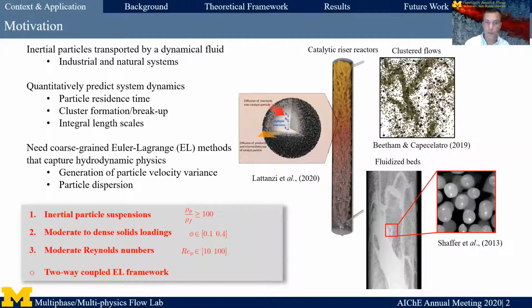More specifically, we're going to focus on inertial particle suspensions, so density ratio greater than 100, moderate to dense solids loadings, so solids volume fractions on the order of 10 to 40%, and then moderate Reynolds numbers on the order of 10 to 100. This will all be done in the context of a two-way coupled Euler-Lagrange framework.